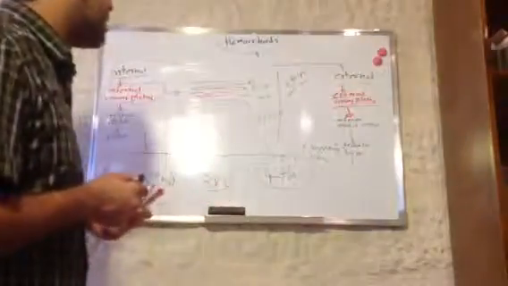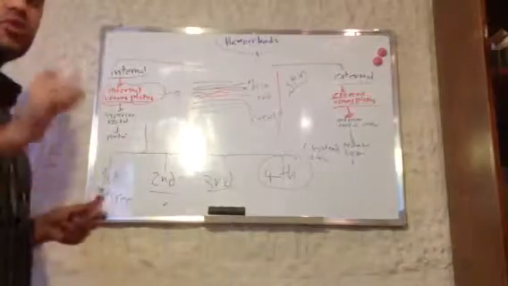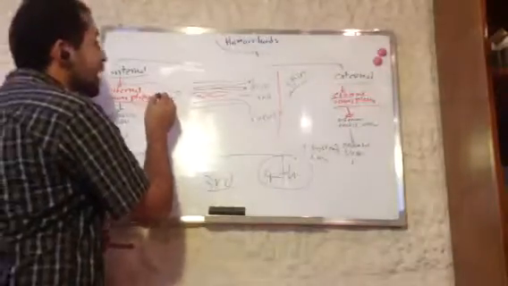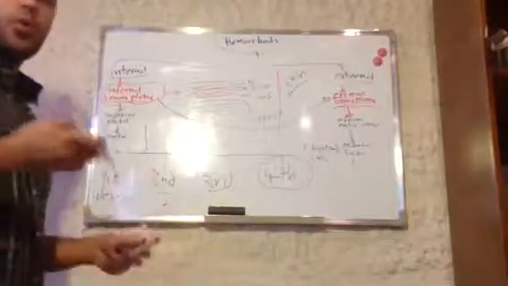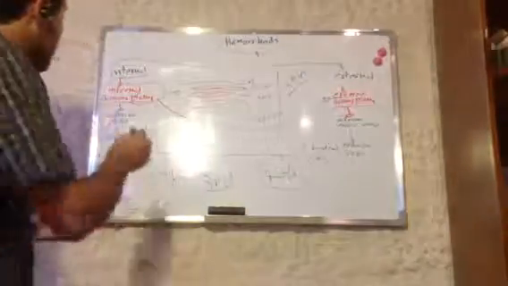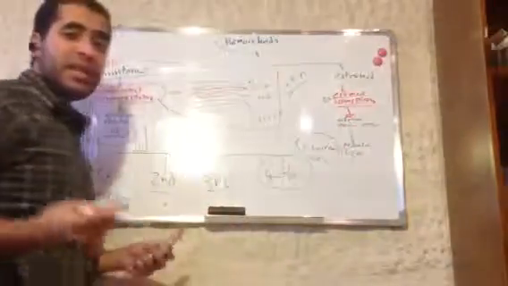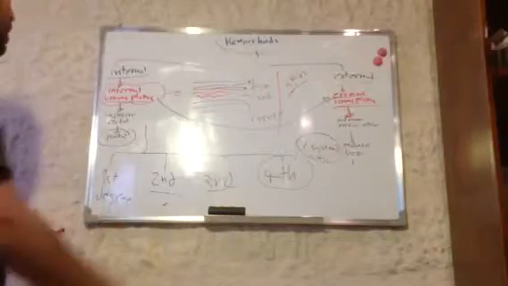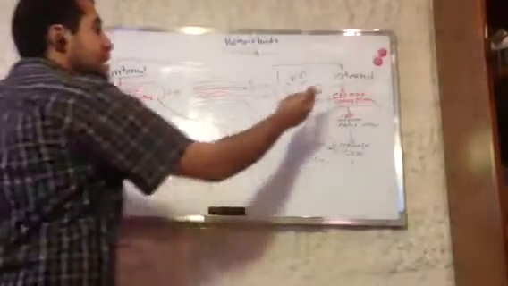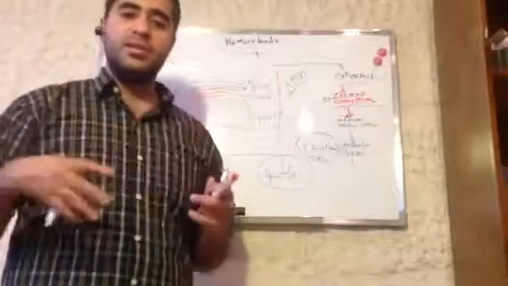Important point to mention: the internal venous plexus is in communication with the external venous plexus. So we have a communication between the portal and the systemic circulation at this point. Okay, so the internal venous plexus and external venous plexus are in communication.